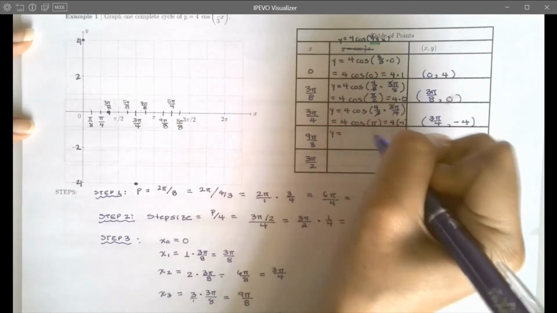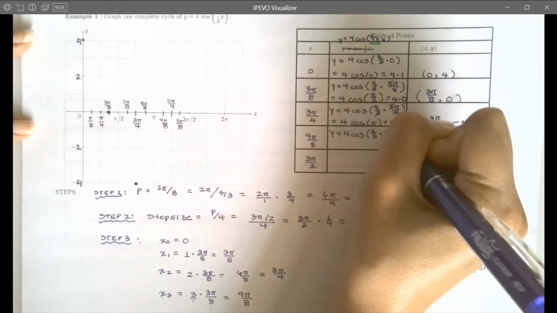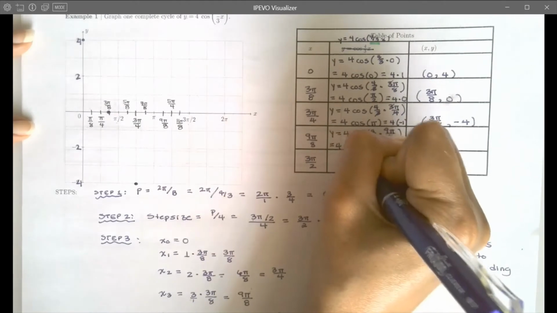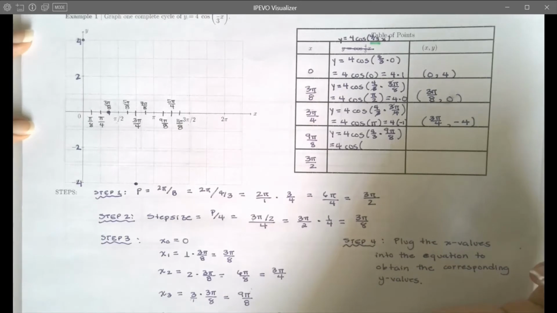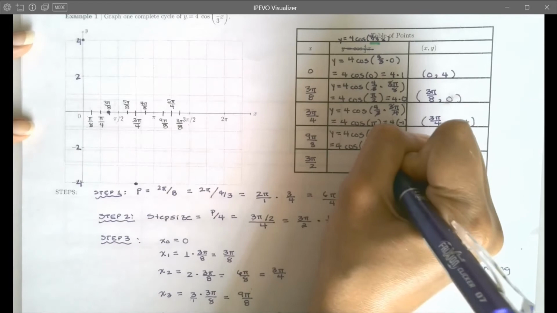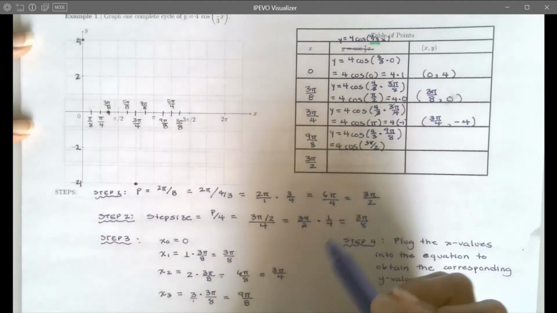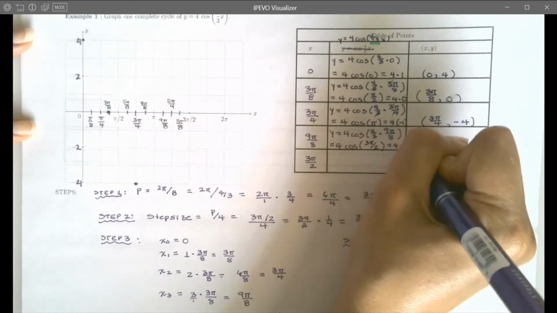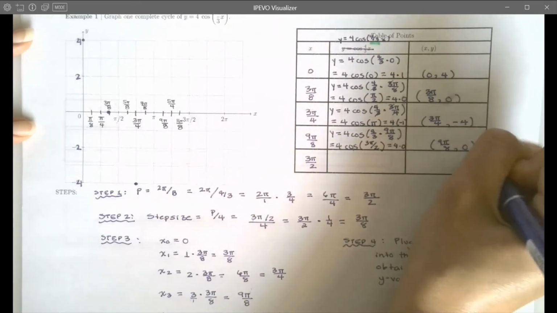Alright, y equals 4 times cosine of 4/3 times 9 pi over 8. This is going to become 4 times cosine of, the 4 and the 8 are going to reduce down to a 2, and the 3 and the 9 are going to reduce down to a 3. So we'll end up with 3 pi over 2. Now cosine of 3 pi over 2, that's 0. So 4 times 0 will be, in the end, 0. That means we have 9 pi over 8, comma 0.